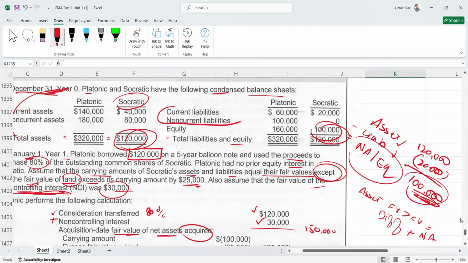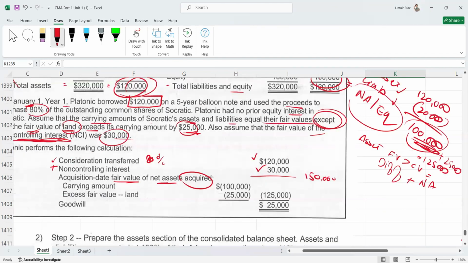So what is the net asset? 100,000. I'll add 25,000, this difference. So my net asset will become 125,000. So this 125,000 I'll deduct from this 150,000, right? Because consideration transferred plus NCI was 150, minus net asset 125. So 25 is a positive answer. So this is going to be your goodwill. And goodwill will be reflected in the consolidated balance sheet, right?